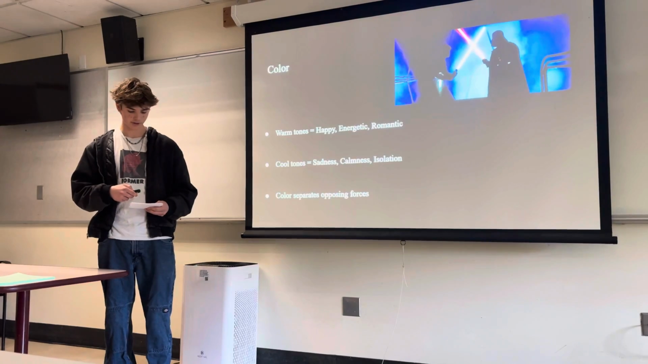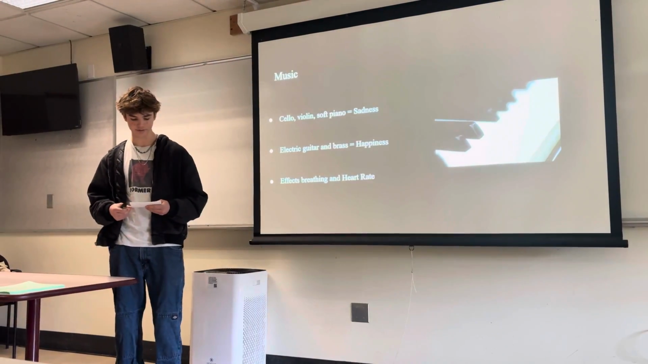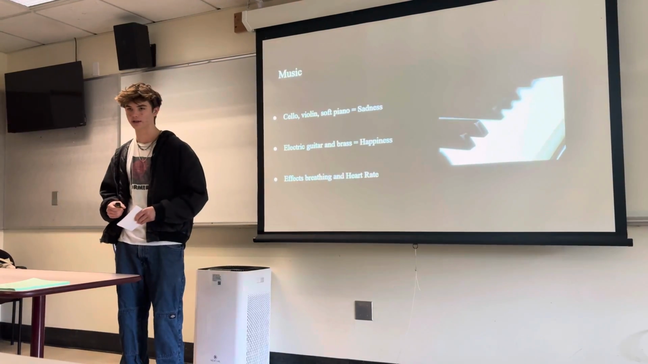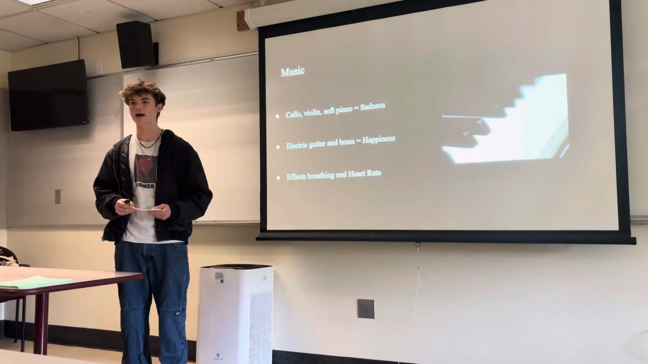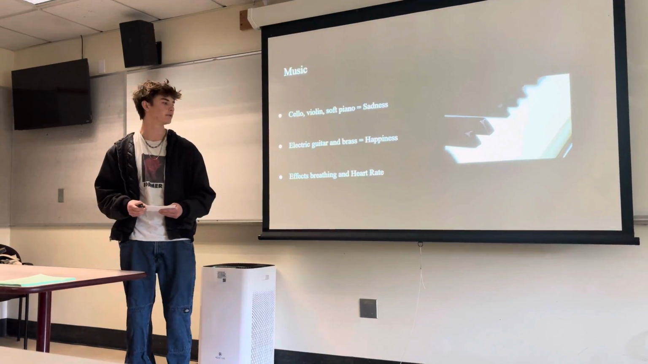Okay. Next, I'll explain the effect music has on emotions. According to Exploring the Emotions of Music Instruments by Alice Byford, instruments like cello, violin, and soft piano are used to create sadness, whereas electric guitar and brass are used to create happiness. That's why you hear a lot of people listening to rock and roll in the gym.